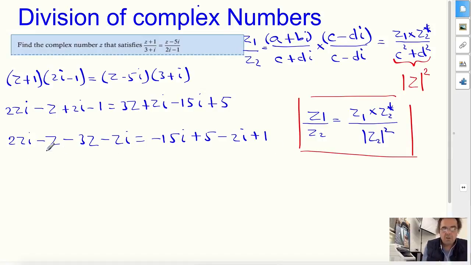Now I can take out z as a factor, and inside the brackets there's going to be a real part and an imaginary part. These ones, this is negative 4z, so there's going to be a negative 4. And for the imaginary ones, there's a negative i and a positive 2i. So that's negative 4 + i. On the right hand side, I have 5 and 1 is 6. And I have negative 15 and negative 2 is negative 17.